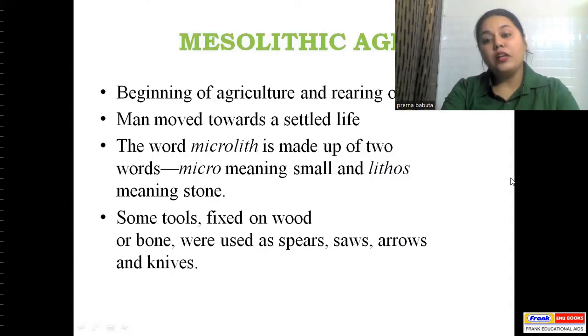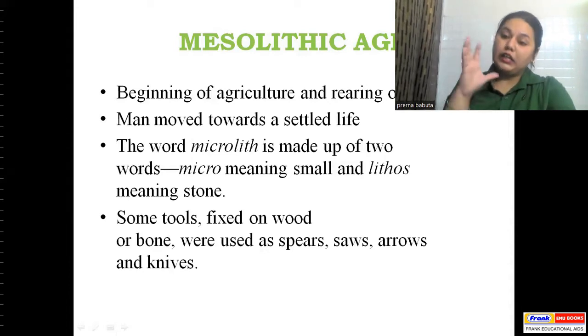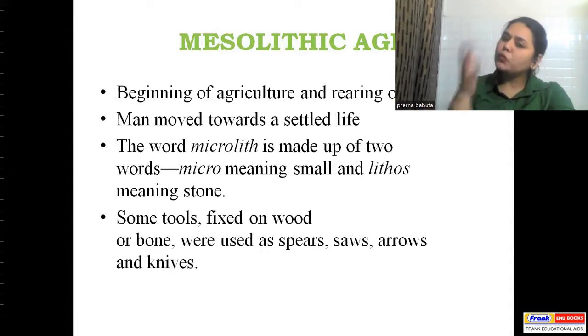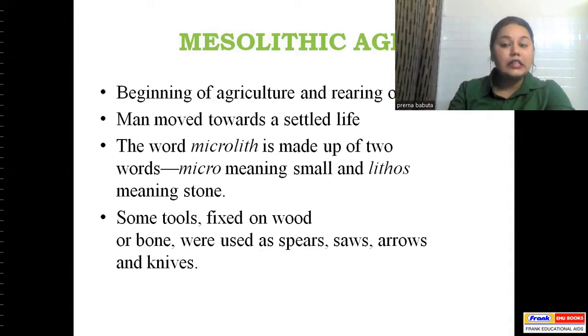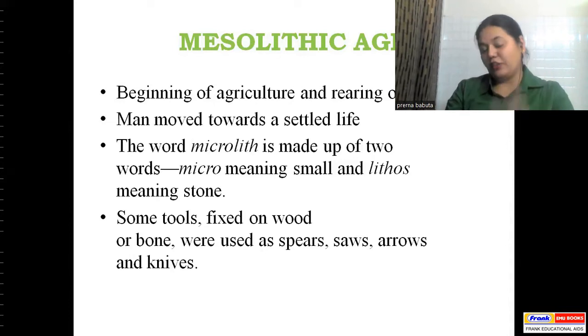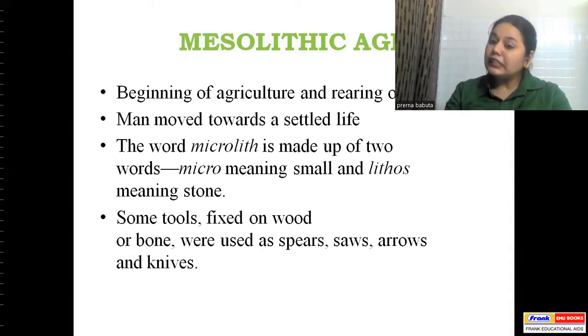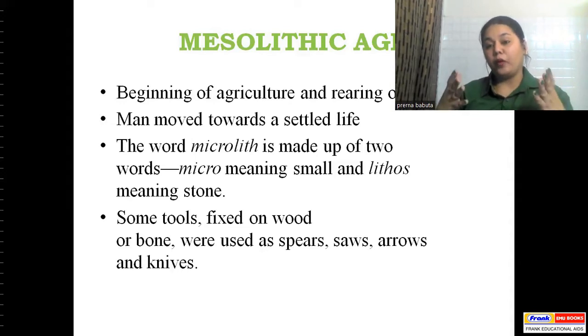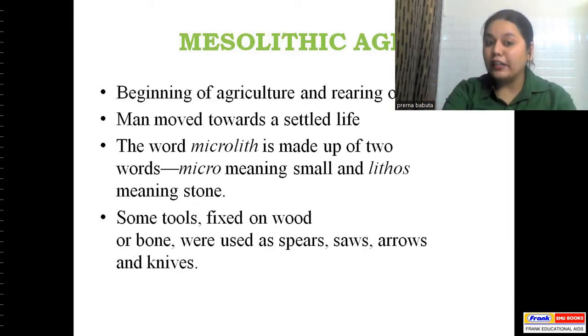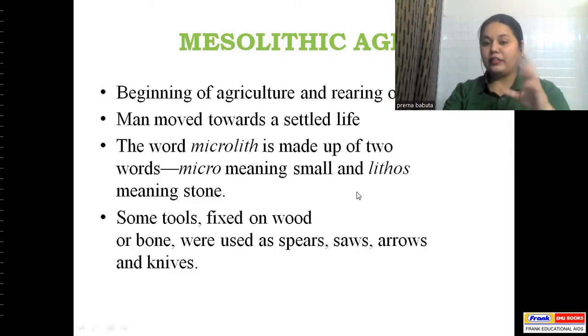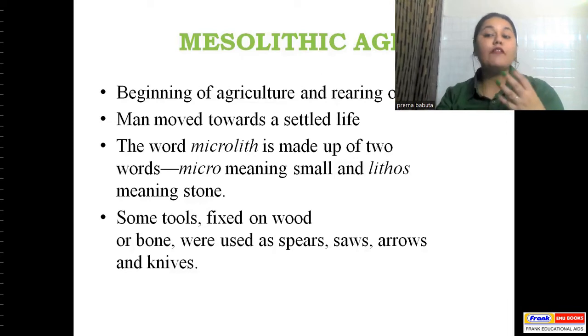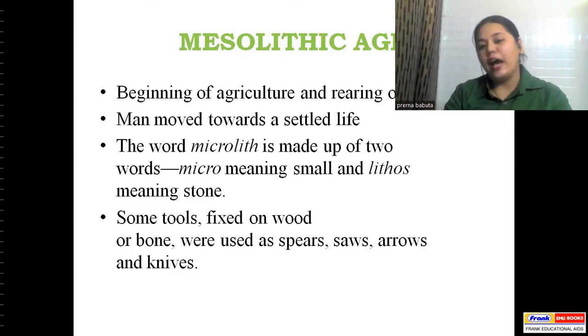Now, this was all about the Paleolithic age. Now we are going to talk about the Mesolithic age. When we discussed the man of the Paleolithic age, what was the main occupation? He was a hunter-gatherer. Now the second stage, the Mesolithic age. This is when a very important occupation, which we still say is India's main occupation, started. What was it? Agriculture. So in the Mesolithic age, man started with agriculture and rearing of animals.